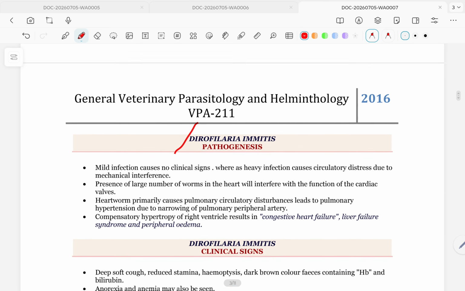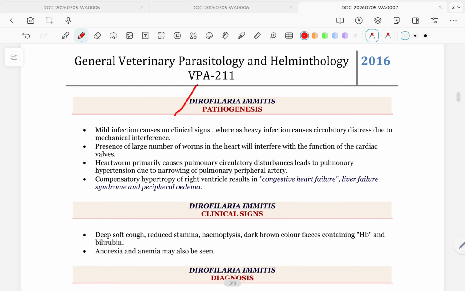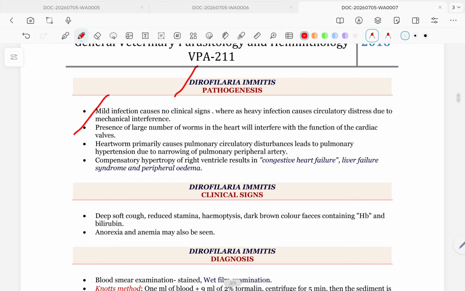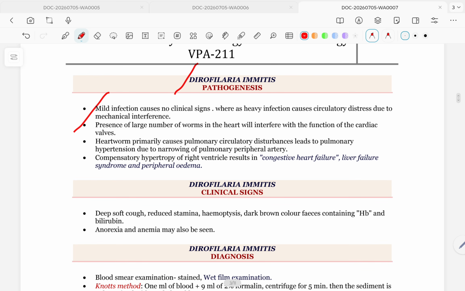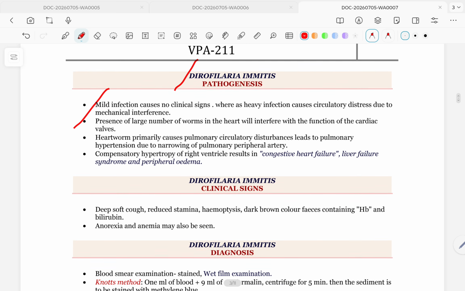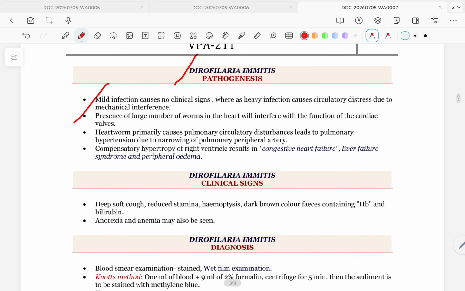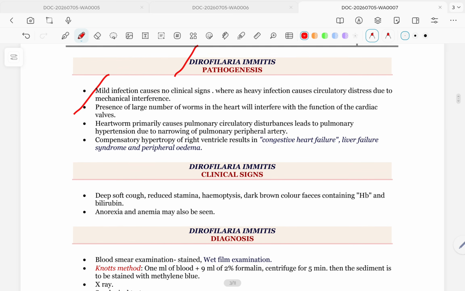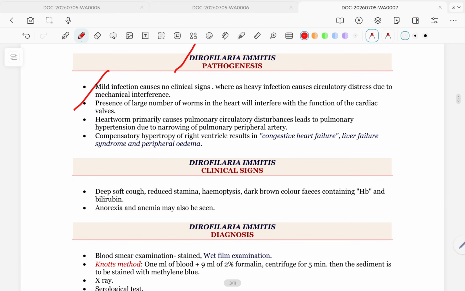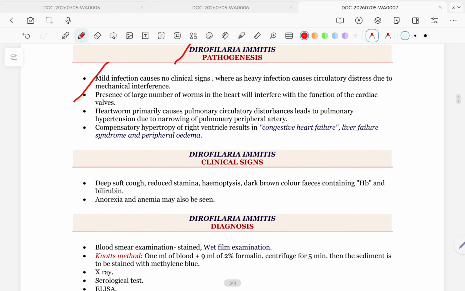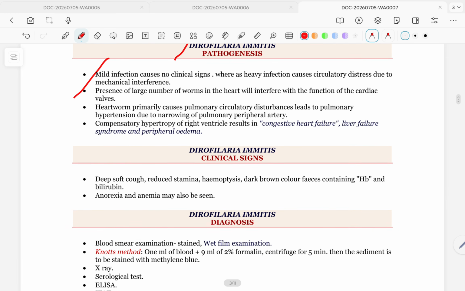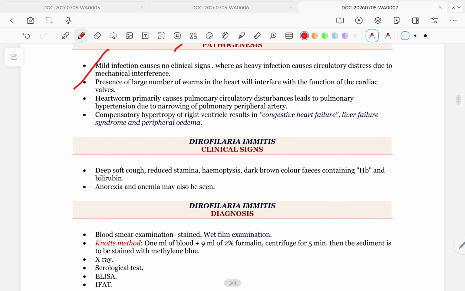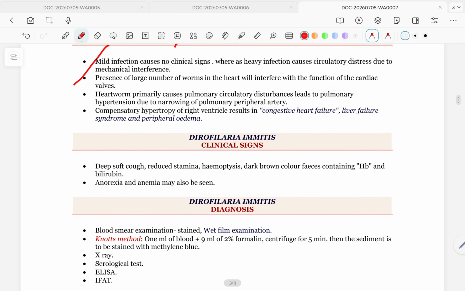Dirofilaria immitis pathogenesis. Mild infection causes no clinical sign, whereas heavy infection causes circulatory distress due to mechanical interference. The presence of a large number of worms in the heart will interfere with the function of the cardiac valve. Heartworm primarily causes pulmonary circulatory disturbance, leading to pulmonary hypertension due to narrowing of the pulmonary peripheral artery.